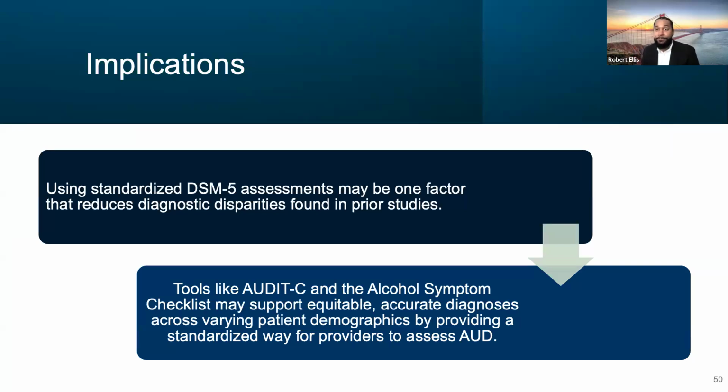And some implications for Aim 2: using standardized DSM-5 assessment may be one factor that reduces diagnostic disparities found in prior studies. And then additionally, another implication is that tools like the AUDIT-C as well as the Alcohol Symptom Checklist may support equitable, accurate diagnosis across varying patient demographics by providing a standardized way for providers to assess AUD. And by providing this equitable diagnosis, we can also get one step closer to ensuring equitable treatment of AUD.